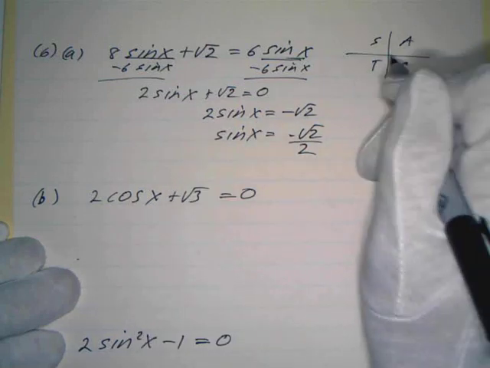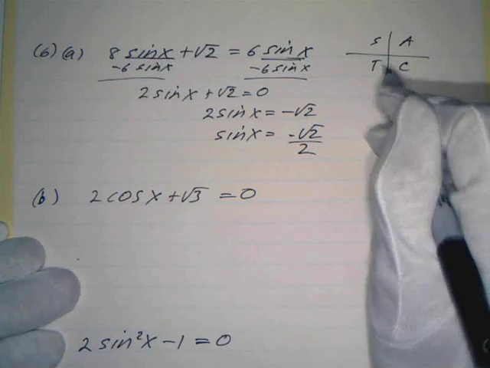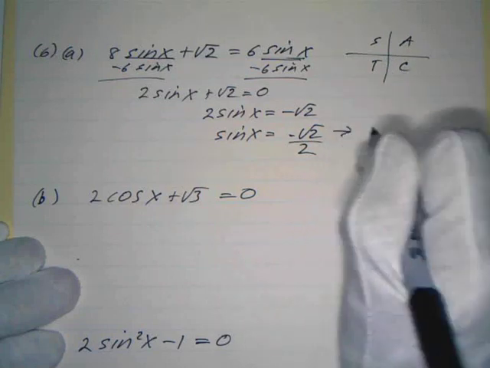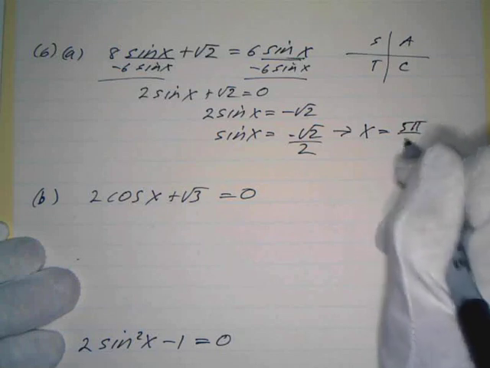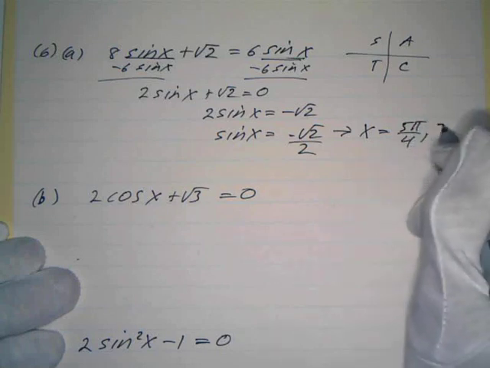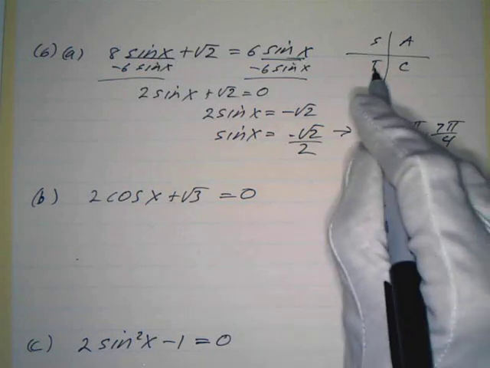But since I'm in these quadrants over here, this is going to be 5 pi over 4 and 7 pi over 4. So that implies that x equals 5 pi over 4 and 7 pi over 4. And of course I'm in these two quadrants.